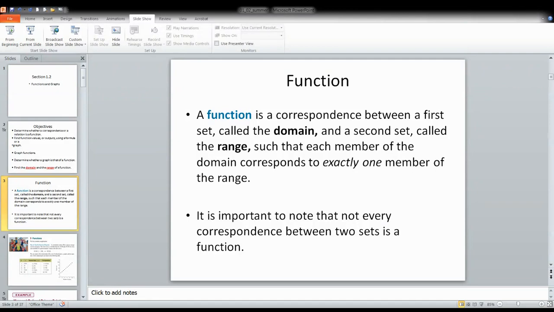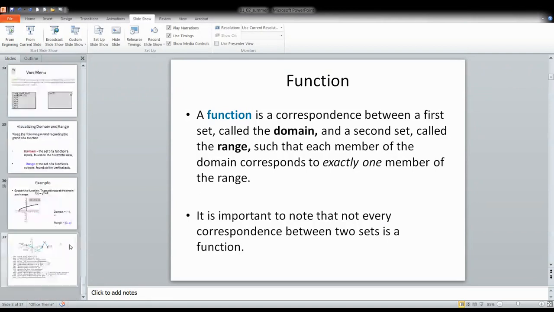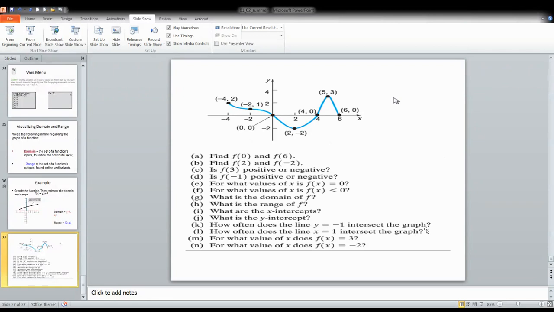All right, your range is the set of y values. Your smallest y value is 0. And this graph goes all the way up to infinity, from 0 to infinity. This is just a graph here, and I'm asking you several different questions. You can actually take a look at this. In fact, let me go back to that one slide.